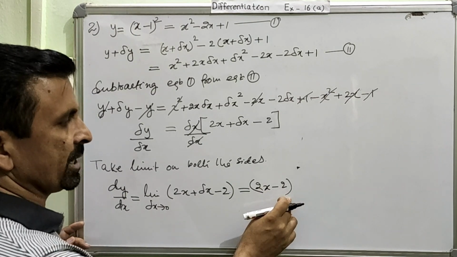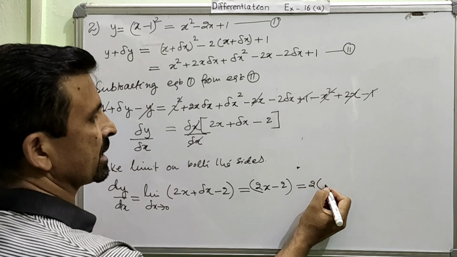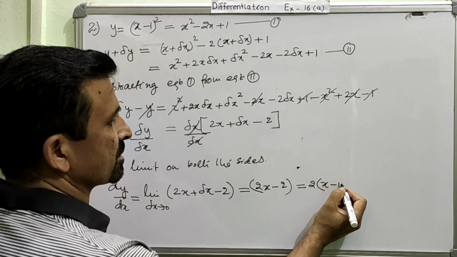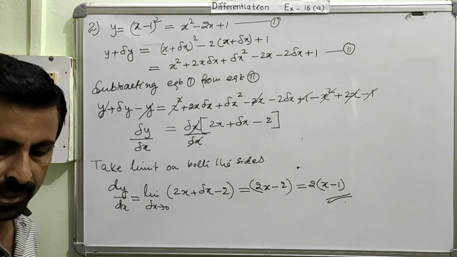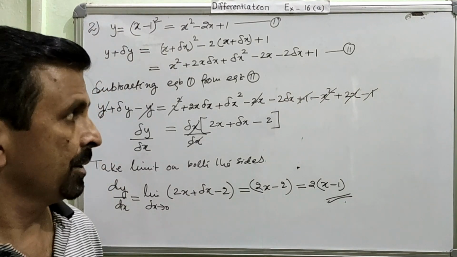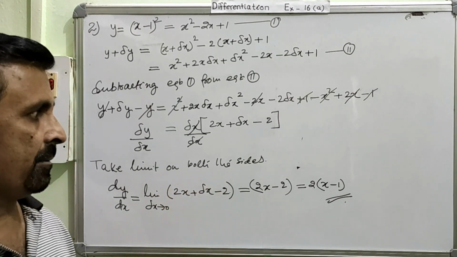But in this answer, you can see here 2 is a common factor. So we will take out the 2 common factor and write the answer in the simplest form. So 2 into x minus 1. This is your answer. Hope I could make you clear. Okay. Again, we'll see some more questions.